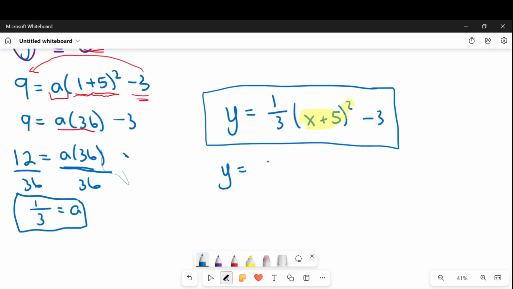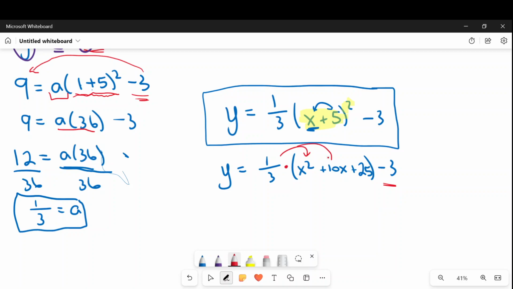So when we square a binomial, we're going to square the first, double the product. The product is 5x. If I double that, I get 10x. And then we're going to square the last. 5 squared is 25. So I've squared that binomial. Now I have to multiply by 1/3 and subtract 3. So I multiply before I subtract.